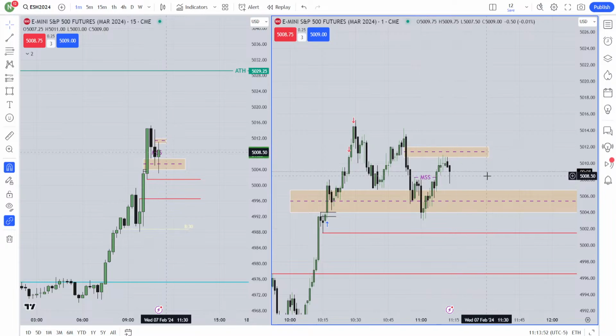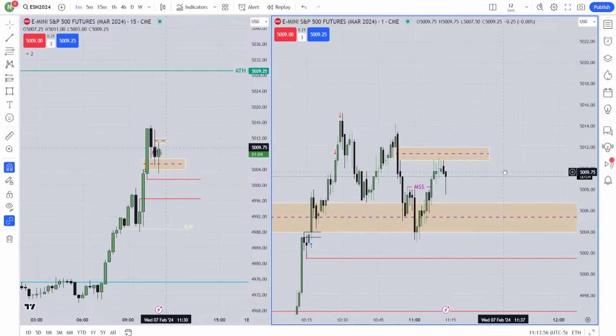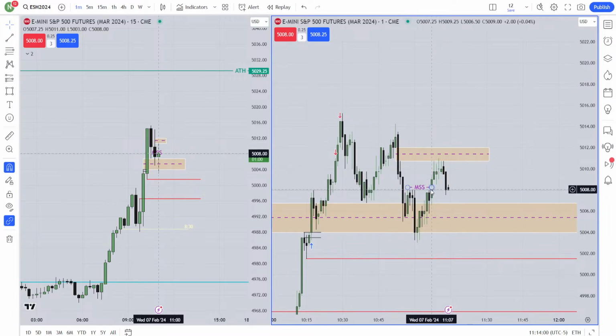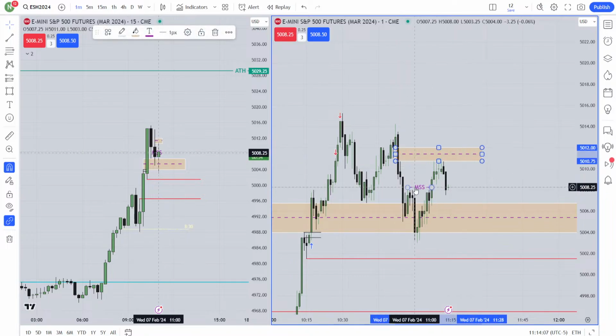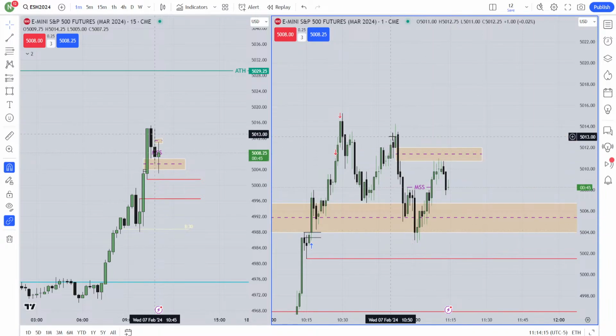What is a perfect market structure shift? You will get that from my YouTube channel. If you don't know, then ask me and I will show it to you. If that was a perfect market structure shift, this fair value gap would be my entry. I wouldn't care about that other fair value gap. Now, as this is not a perfect market structure shift, I'm giving priority to the last fair value gap from the 1 minute chart. This is the last fair value gap.